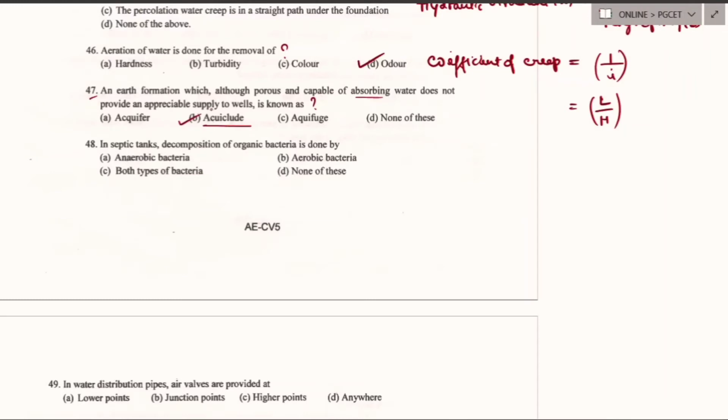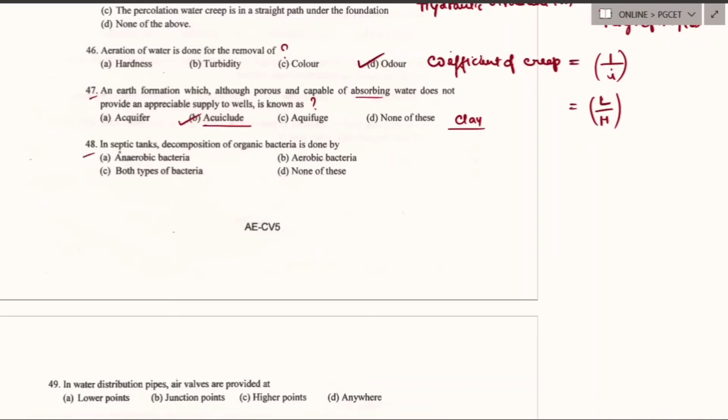It is a geological formation which is impermeable to the flow of water. It contains a large amount of water in it but does not permeate through it and does not yield water, due to the high porosity. Example, clay. Clay is a material which is capable of absorbing water but does not provide an appreciable supply to wells. So it is called as aquiclude. Option B is the right answer.